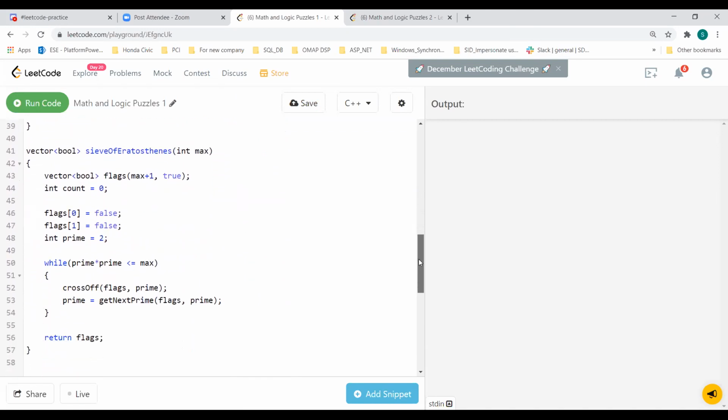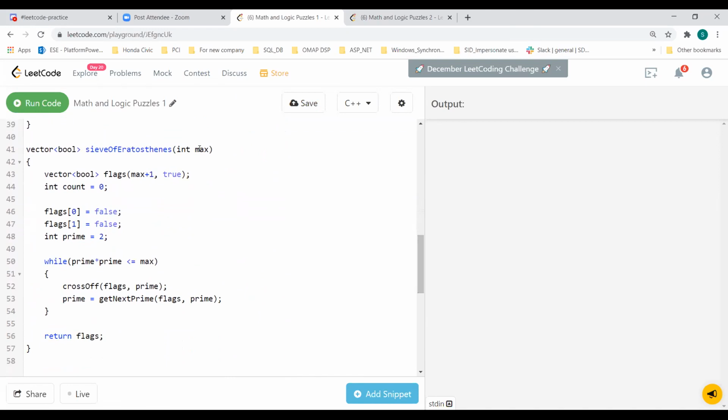So what it says is, if you are given a number, like this is the max number, right? What you need to do is form a table of all Boolean values of this number plus one. This is just a flags table, and I'm setting all of these flags to true. But the initial flags 0 and 1, which represent numbers 0 and 1, are not supposed to be prime, right? So we just set them to false. Okay, and then a prime starts from 2.